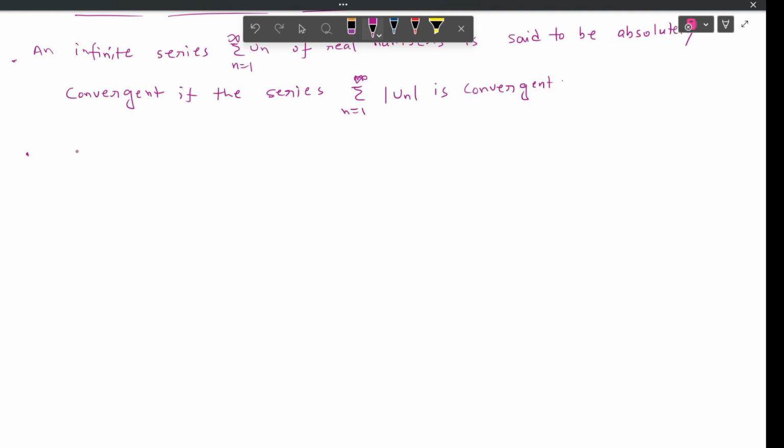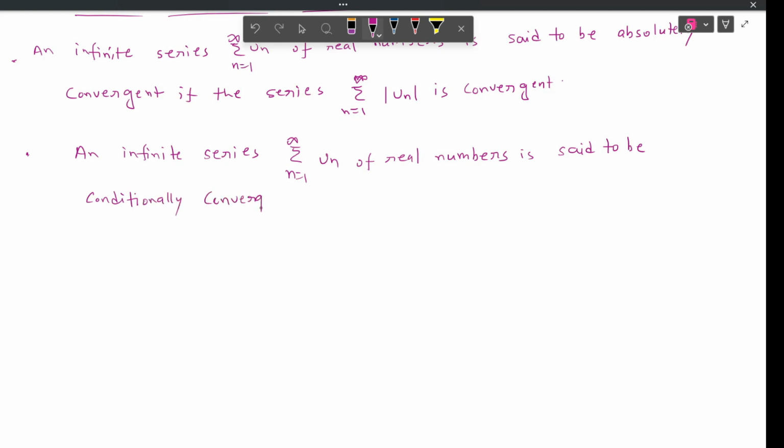Now the next point: an infinite series, summation n equals 1 to infinity u of n, of real numbers, is said to be conditionally convergent if the series summation n equals 1 to infinity u of n is convergent but not absolutely convergent.